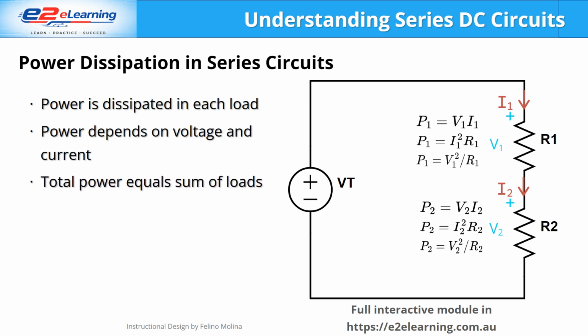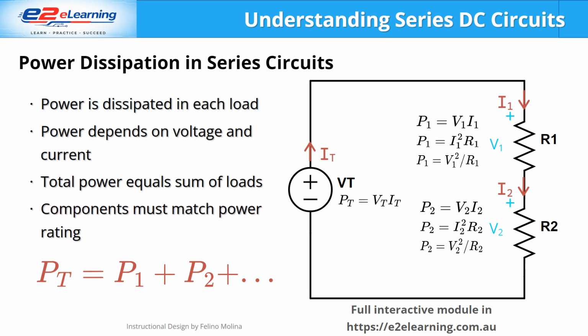The total power supplied by the source must equal the total power dissipated in all loads combined. In other words, if you add the individual power values of each component, the sum will equal the total circuit power. This reflects the principle of conservation of energy. Energy supplied by the source must be accounted for within the circuit.